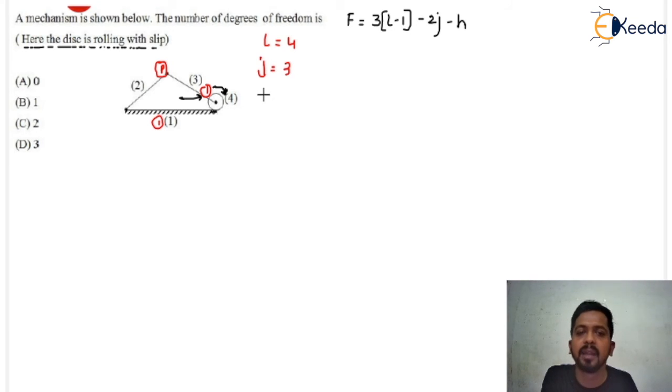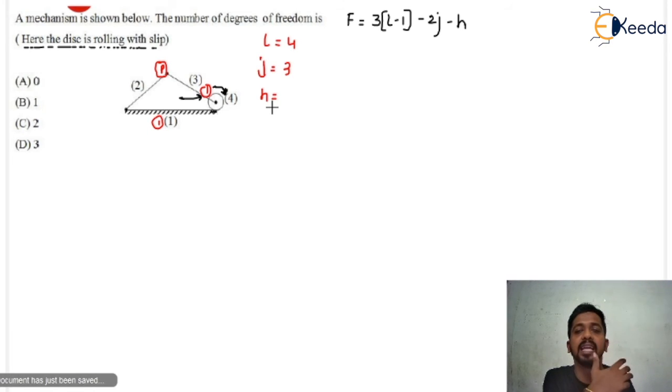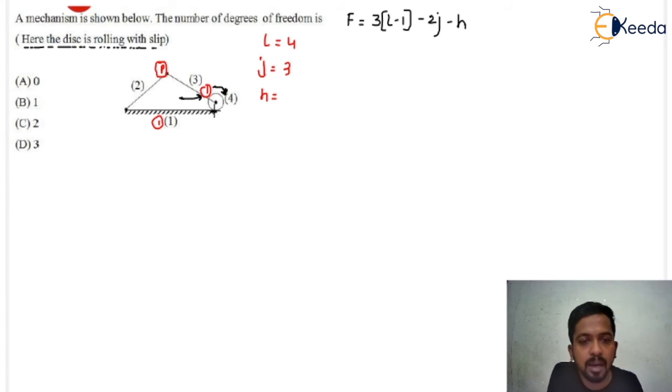Is there any higher pair? Higher pair means, is there any point contact or line contact? See here, it is a point contact. The roller, the disc which is rolling on the surface, makes a point contact with the surface. So that is one point contact, that is one higher pair.